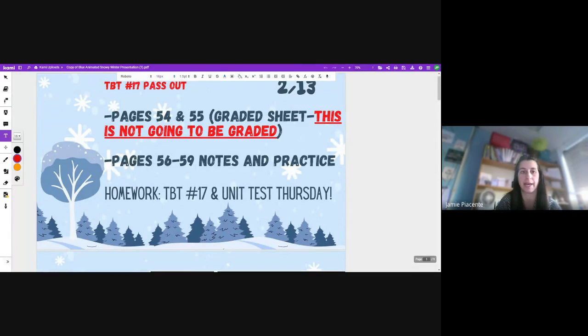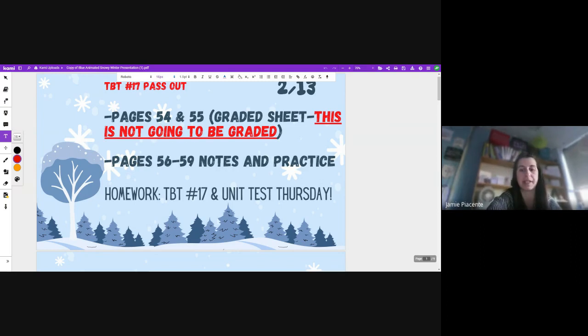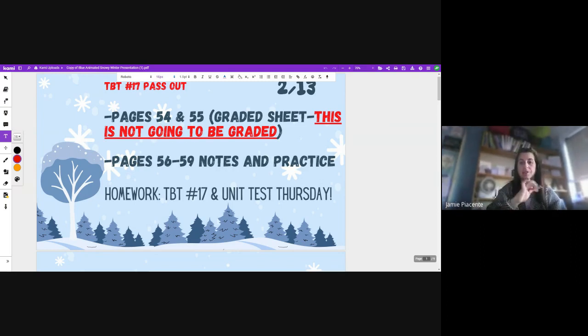So for today, you can pass out or get Throwback Thursday 17. And then we are going to be working on pages 54 and 55. It says graded sheet at the top. It's not going to be graded for you. So again, this is not graded. It's just a practice sheet that we'll do together. And then we'll do pages 56 through 59 notes and practice.